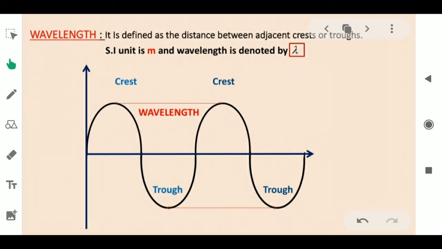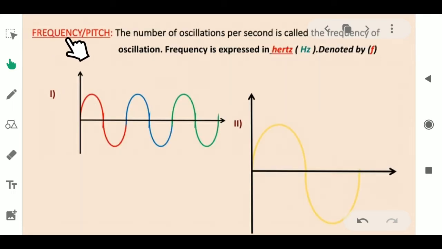Clear? Yes. You just consider a wave like this, a sound wave. Then the upper portion, the region above the line of zero disturbance or the mean position, is called the crest, and the region below the mean position is called the trough. So the distance between adjacent crests, that is very important, or adjacent troughs, is what we call the wavelength. It is denoted by the letter lambda, and the SI unit is meter. Clear? Very simple. The next property is frequency.